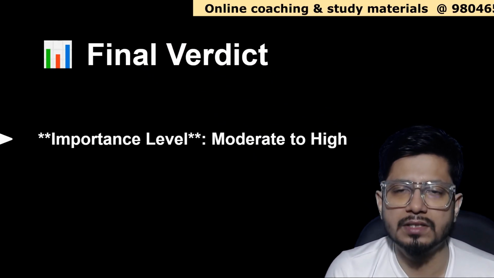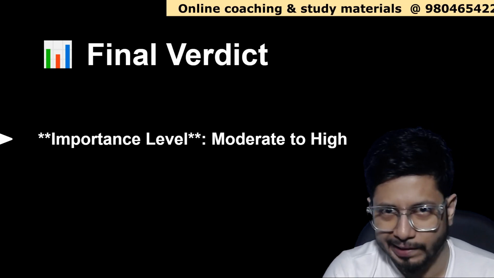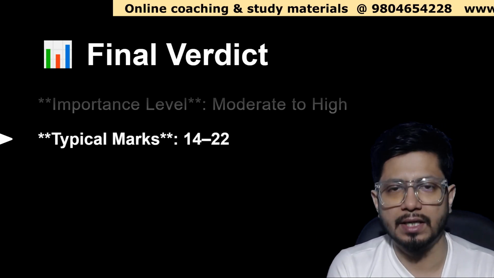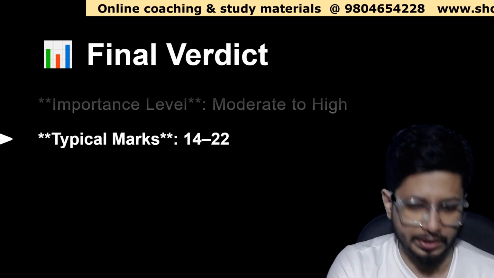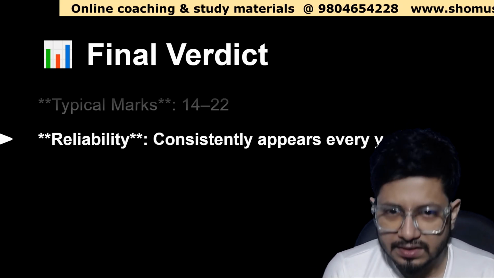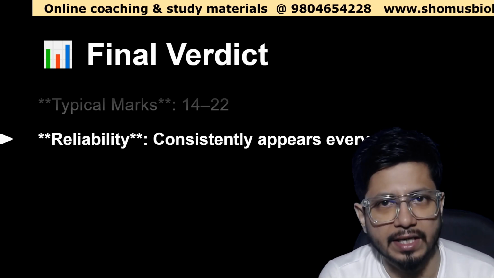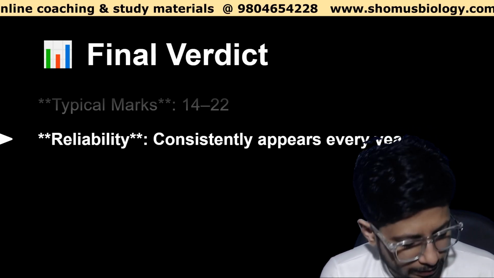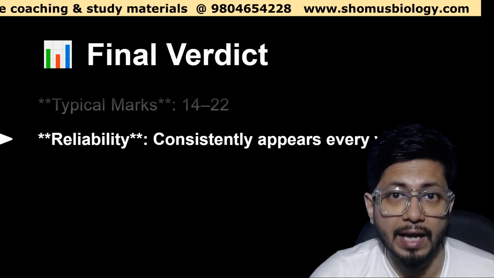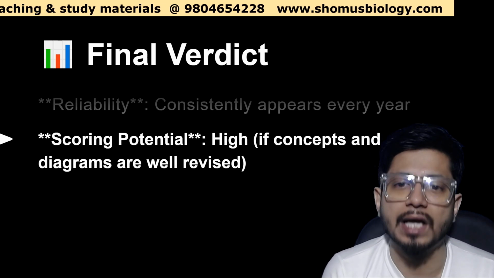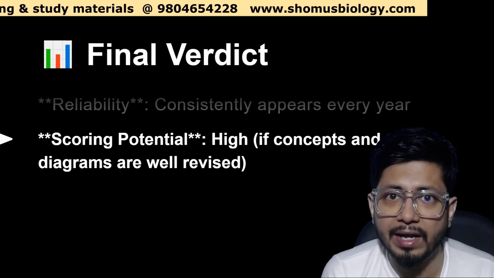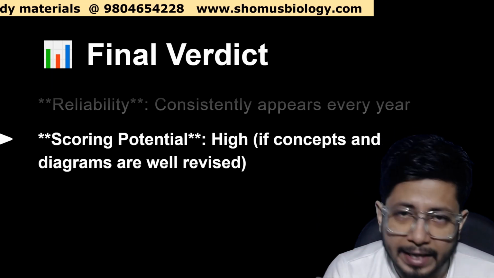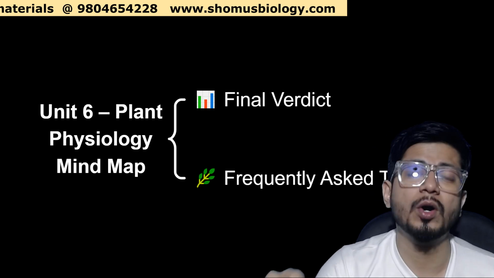The final verdict is that the importance level for unit 6 plant physiology is moderate to high. We can call it very high or high, but we call it moderate to high importance. Typical marks range for unit 6 plant physiology is 14 to 22. Reliability: it consistently appears in every single year of the CSIR NET question paper. Every single year they ask questions from this topic, even more reliable than unit 7 animal physiology. Scoring potential is high if concepts and diagrams are well revised. If you revise the concepts and diagrams very well, then you can score very high in unit 6 plant physiology.